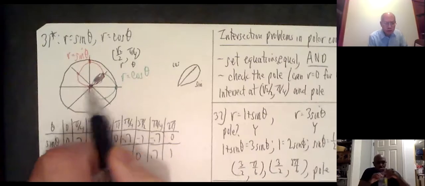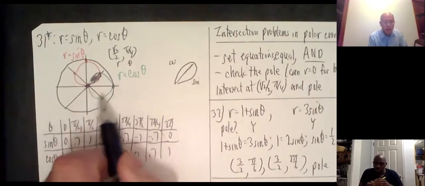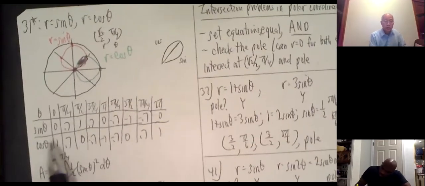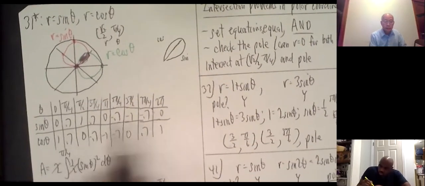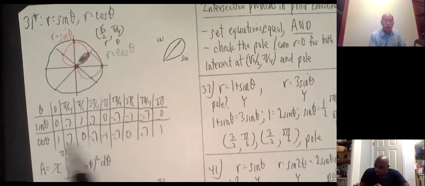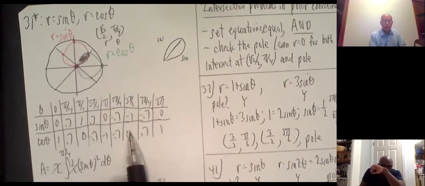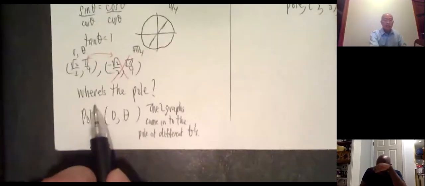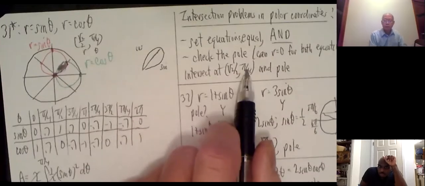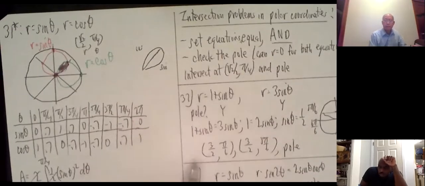Okay? When you look at this graph, they seem to touch at the pole. They do touch at the pole, but at different angles. For sine of theta, it comes in at pi and 2 pi. Cosine comes in at pi over 2, 3 pi over 2. So this technique of setting the two equations equal misses that. So you always must check the pole for those kind of problems. Okay, so here we go.